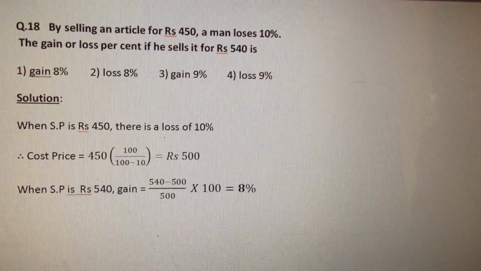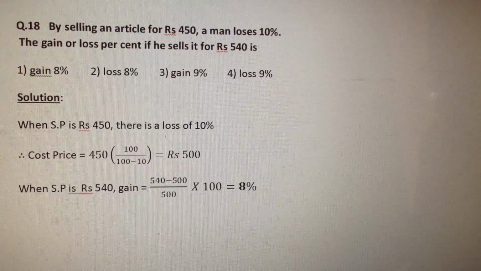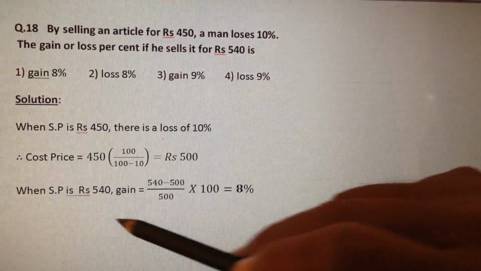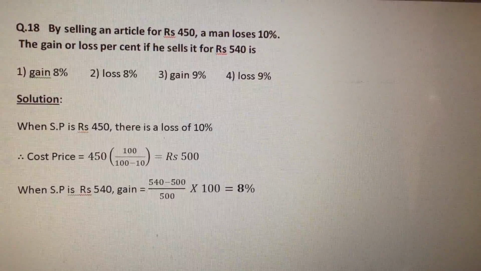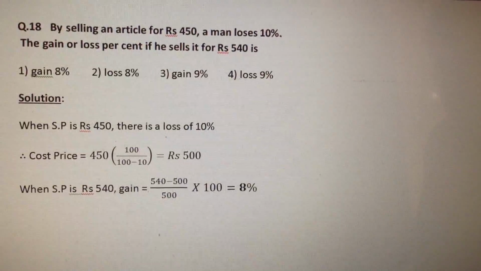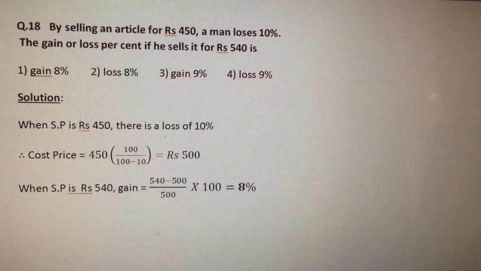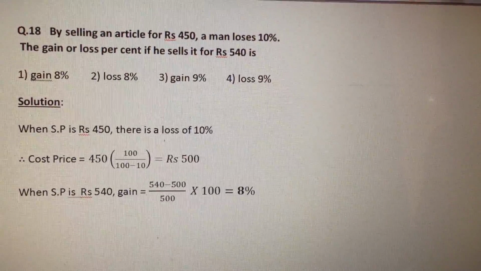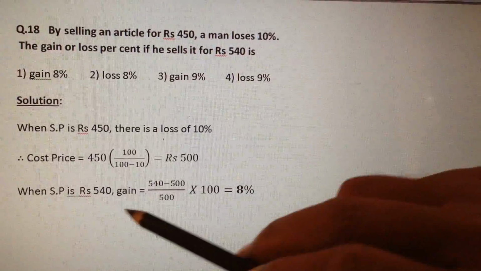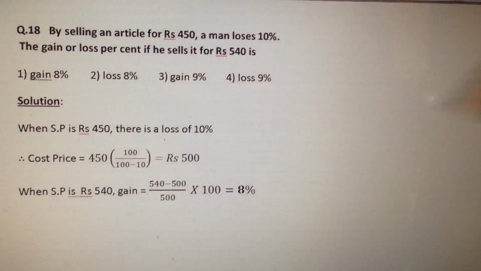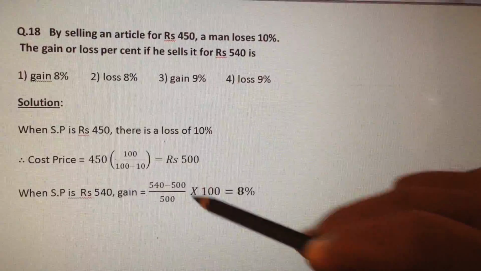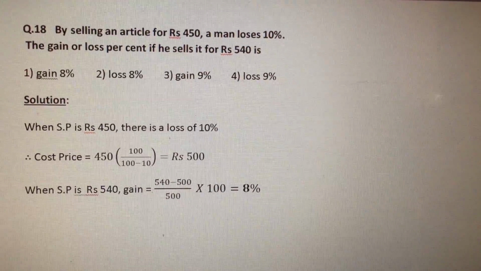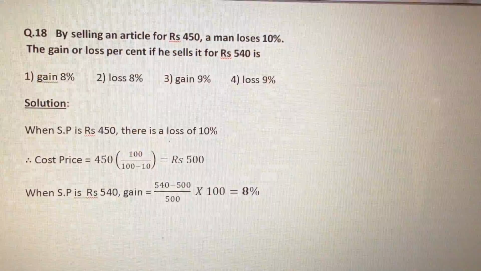Now, he wants to sell it for 540 rupees. When the sale price is 540 rupees, we know the formula to find out the gain percentage. Gain percentage is given by sale price minus cost price by cost price into 100. So in this case, sale price is given as 540 and gain is equal to 540 minus 500 by 500 into 100, which is equal to 8%. So our answer is option number 1.